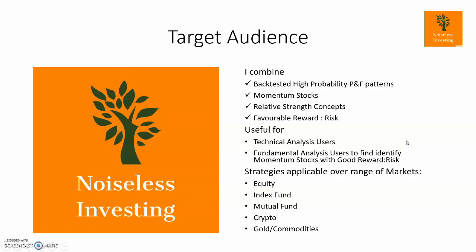All the discussion that I do here, I use backtested high probability point and figure patterns, and the stocks I choose come from momentum screeners, so that they have already shown their characteristics of being in momentum. I also club this with relative strength concepts. I compare the stocks with Nifty 50, and I also use reward to risk. I don't take trades below 3:1 reward to risk ratios.